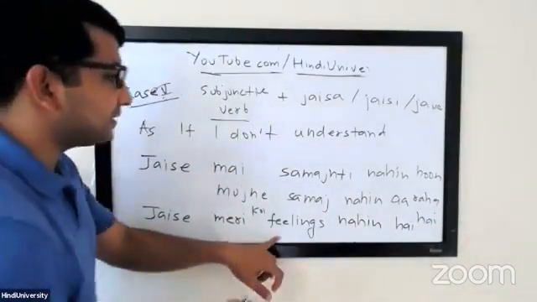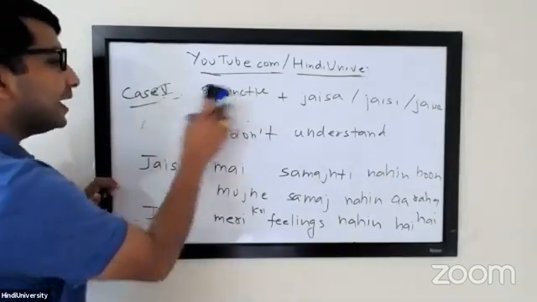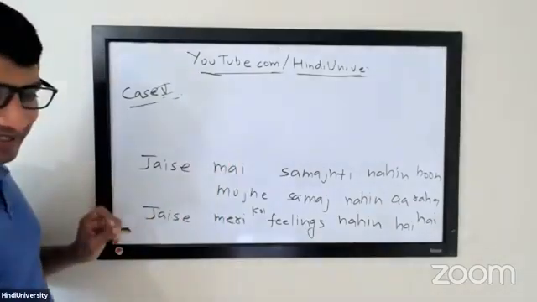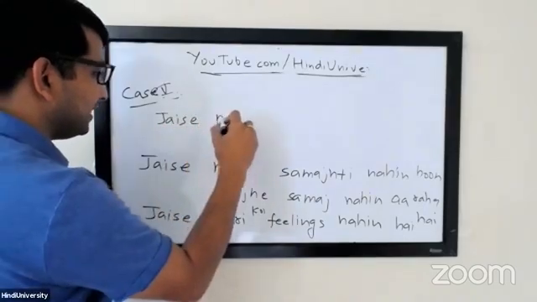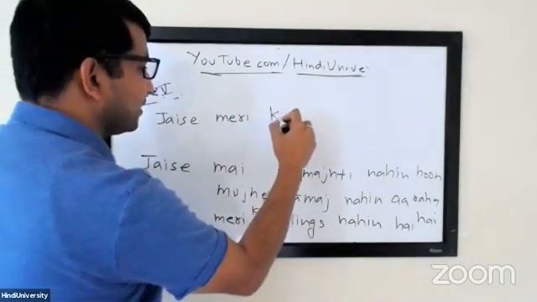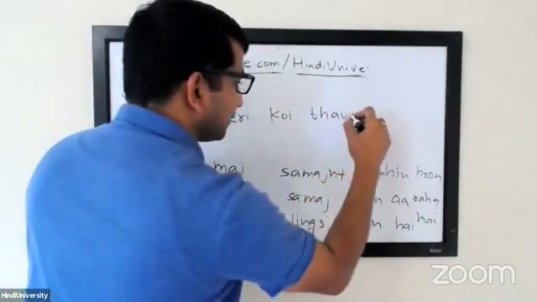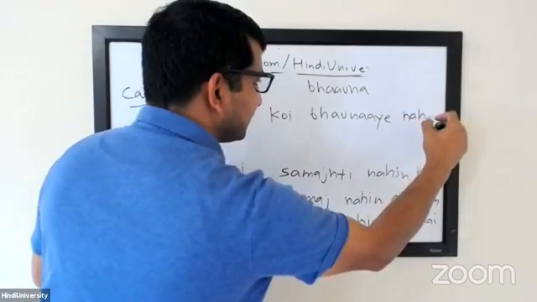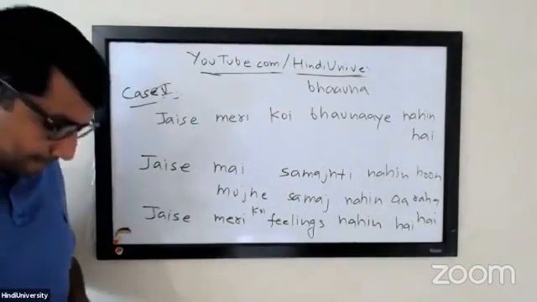Feelings, the word in Hindi, is bhavna. You probably have heard this name, some girls may have this name, bhavna, right? It means feeling. So you can say जैसे मेरी कोई भावना. भावना is singular, भावनाएं is plural. भावनाएं नहीं है. Very good. So singular is भावना, plural is भावनाएं. जैसे मेरी कोई भावनाएं नहीं है.